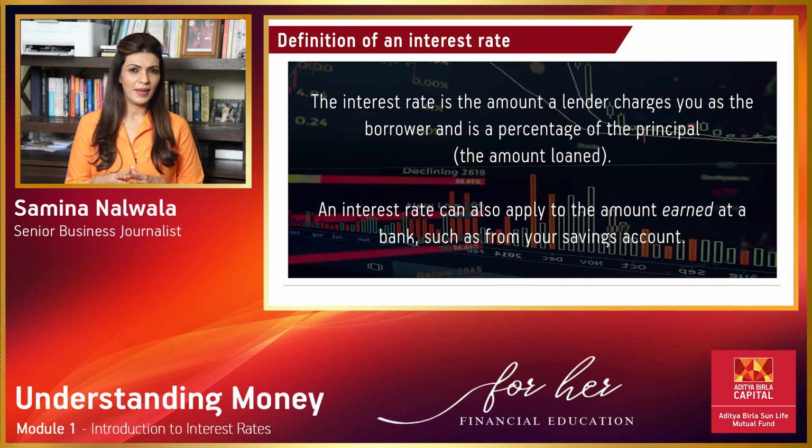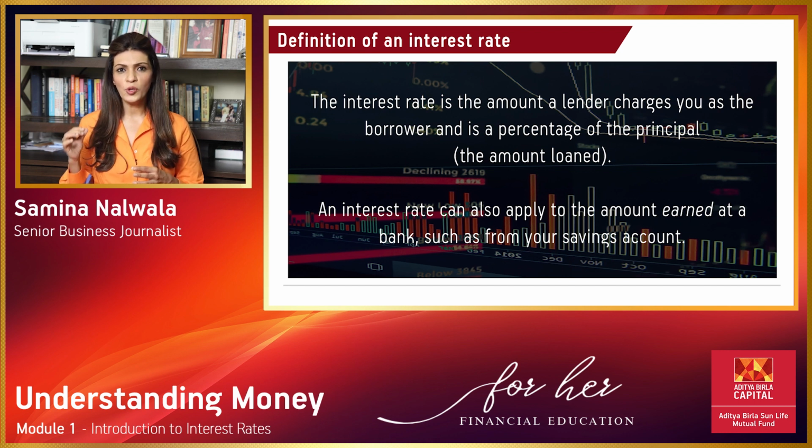Let's start with the fundamentals. What exactly is the definition of an interest rate? The interest rate is the amount a lender charges you as the borrower. The rate is a percentage of the principal, which is the amount loaned. For example, you take a loan to purchase a car and the amount you need is 2 lakhs. To borrow that, the lender, in this case the bank, is lending you the money at a 4% interest rate. The principal is 2 lakhs and the interest rate is 4%. You are the borrower and the bank is the lender.